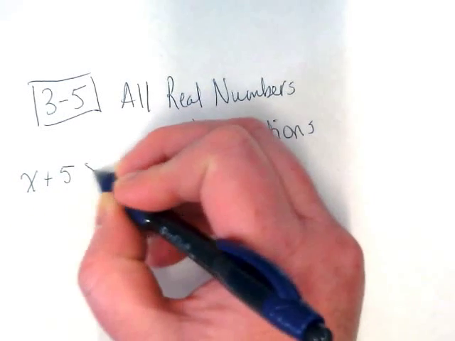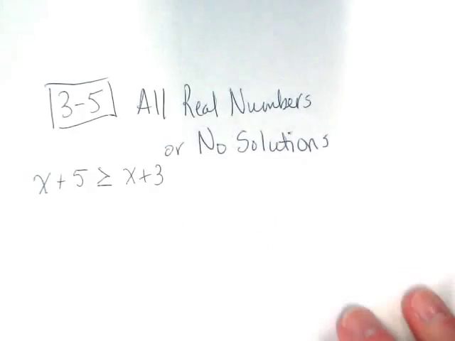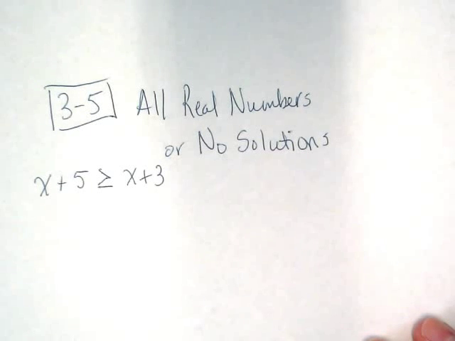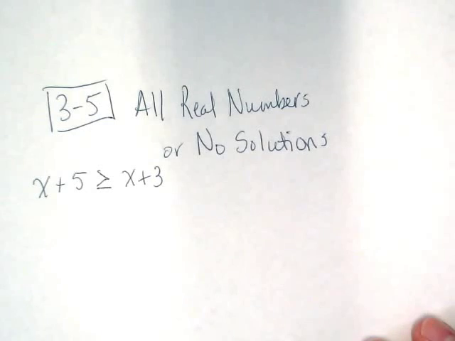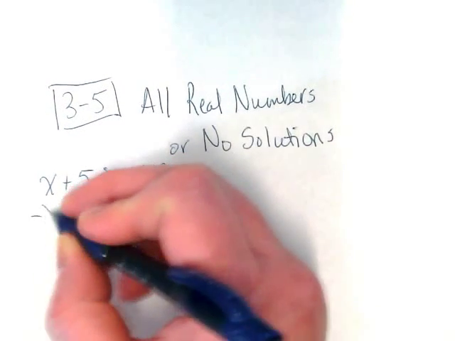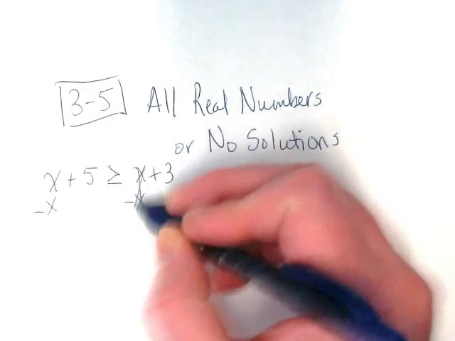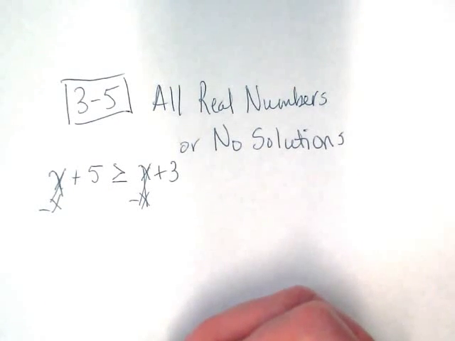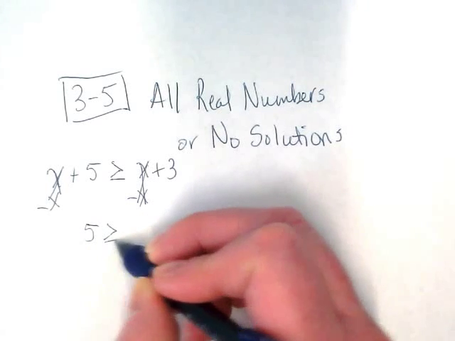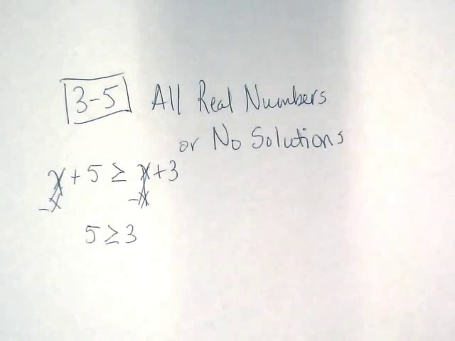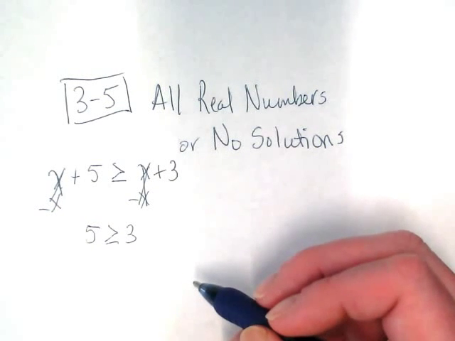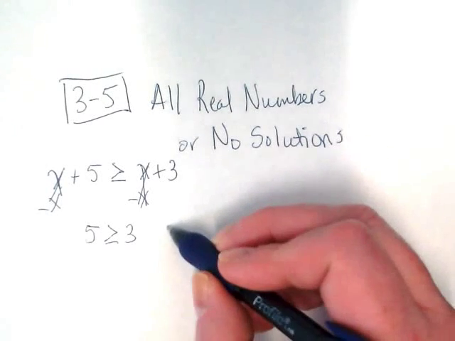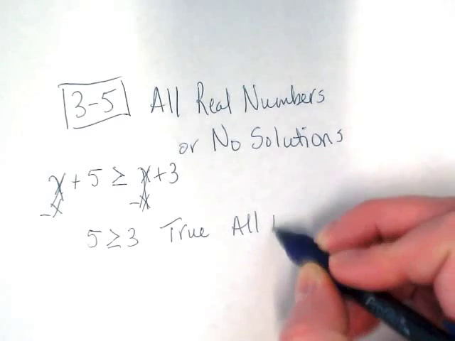x plus 5 is greater than or equal to x plus 3. We're going to subtract x from both sides. It's going to cancel out from what? Both sides. That's leaving 5 is greater than or equal to 3. Well, it already broke. That's not true. It is true, though. It doesn't say it has to be greater than and equal to. It says greater than or equal to. That means this is true and all real numbers are the solution.